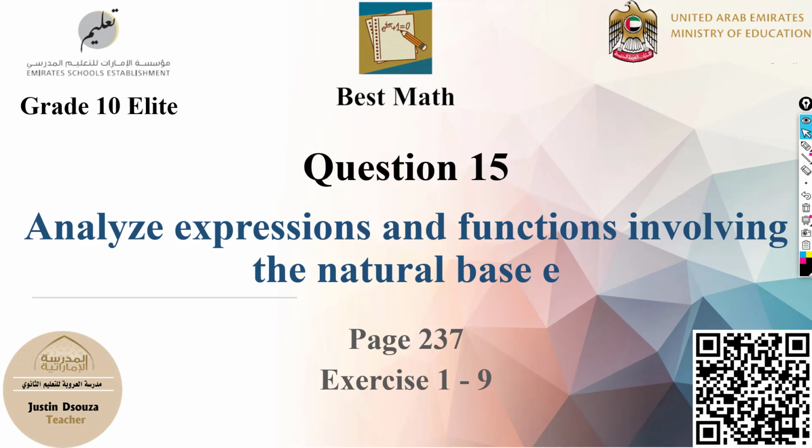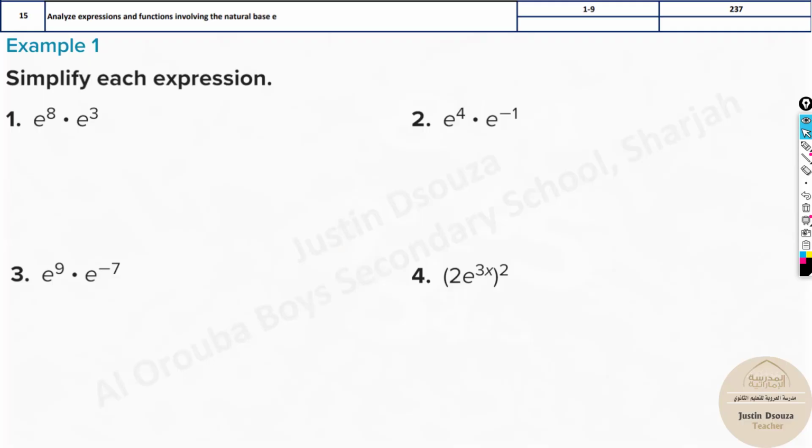Now the last question is to analyze expressions and functions involving natural base e. This is an easy topic just like question number 14. Here you need to just simplify these exponents. Now you must remember, whenever we have two same bases but different exponents, it's always adding up. So just add them up, it will be 8. 8 plus 3 is 11, so that's it. Here also, 4 plus minus 1 will be 3, so it will be e power 3, and here it will be e power 2.